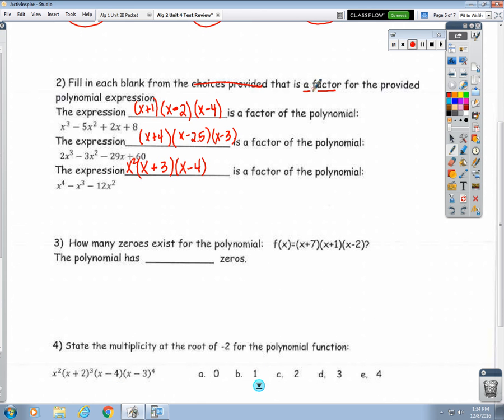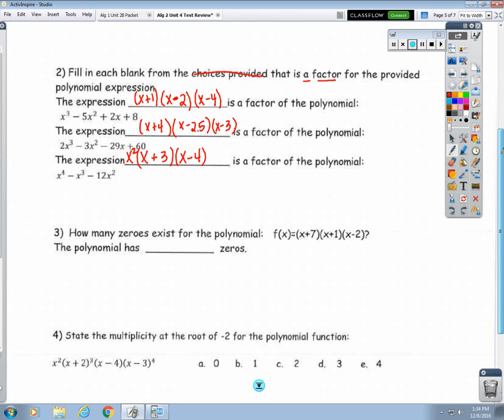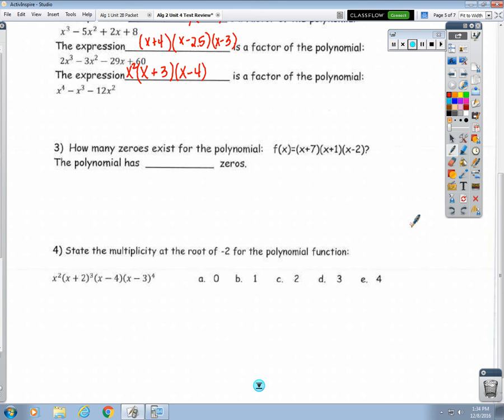Alright, but remember, tomorrow you only have to write a factor, so one of those will be sufficient. Like for this one, you could just put x plus 1. For this one, you could just put x plus 4. For this one, you could just put x minus 4. It doesn't matter which factor you put, just one of them. Or x squared. Number 3, how many zeros exist for this polynomial?